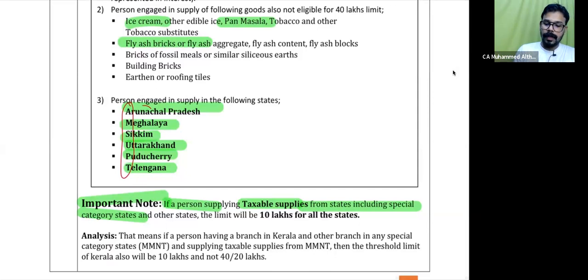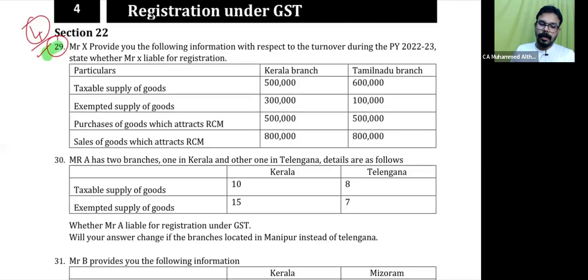If a person is supplying taxable supplies from a state, including special category state and other states, the limit will be 10 lakh for all the states. You have seen this one, right? You have seen these important notes. So these are some theories that you have to keep in mind before doing the question. Now tell me whether this company shall be liable to register in these states, Kerala and Tamil Nadu.